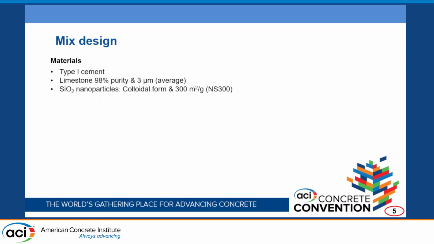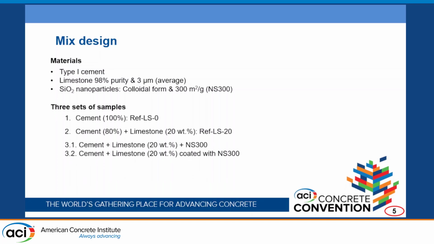With that, we made a couple of cement paste samples to see the effect of using this composite in cement-based materials. We used type 1 cement, limestone with 98% purity, which is mostly calcite, and 3 microns average particle size, and nanosilica in colloidal form with almost 300 square meters per gram surface area. So we made 3 different sets of samples.